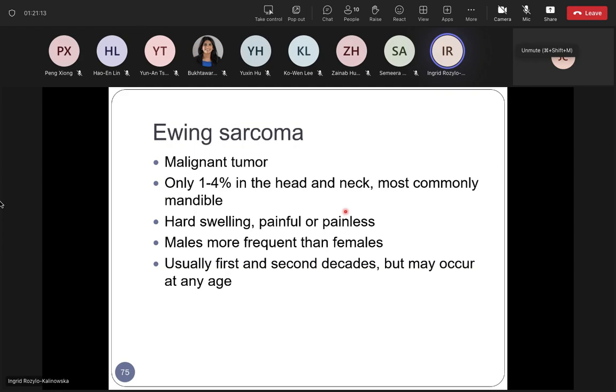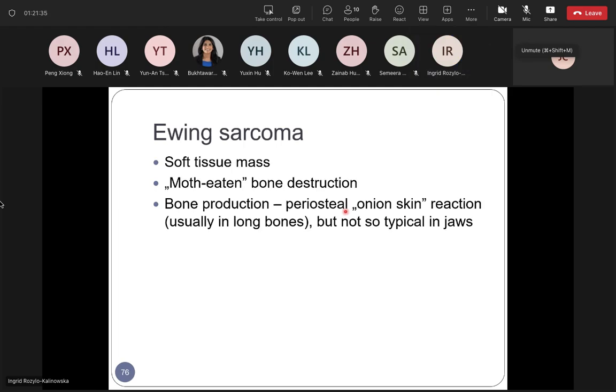So last week we were talking about osteomyelitis, and it's a tumor, mostly a tumor of children, and because of this clinical appearance, it can be mistaken for inflammation and at first incorrectly treated with just antibiotics. The tumor produces soft tissue mass, the bone is destroyed, and it's the so-called moth-eaten pattern of bone destruction, so pretty much like what I was explaining to you last week.